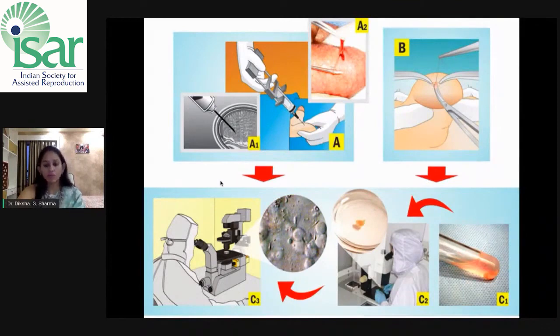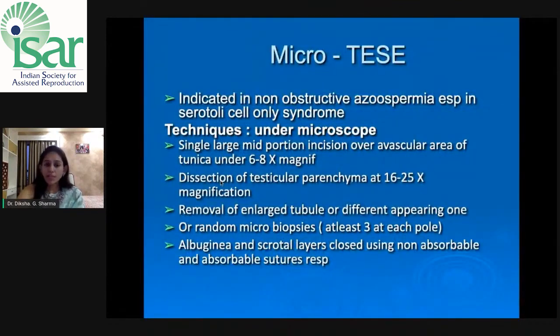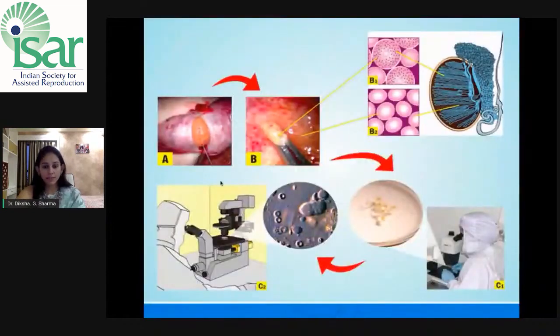out the testicular biopsy. Micro-TESE is usually indicated in men with Sertoli cell syndrome, or if the conventional procedures have not been successful. It is done under microscope. A large mid-portion incision is given over an avascular area of the tunica, and then the dissection of the testicular parenchyma is done. The enlarged tubules or differently appearing tubules are the ones which are sampled, or random microbiopsy can be taken, 3 at each hole, and then we need to close the incision in layers.